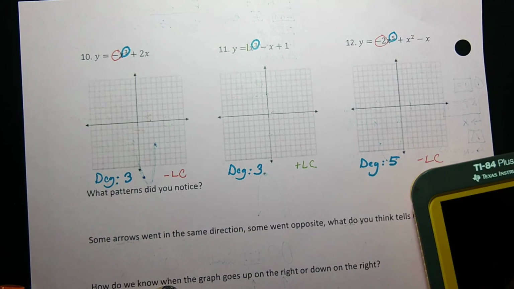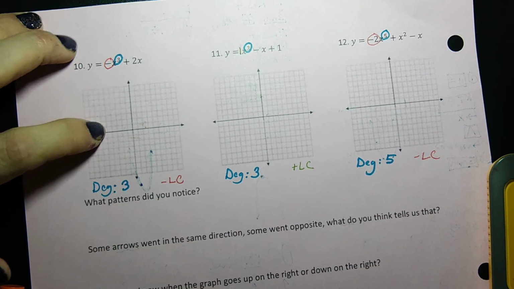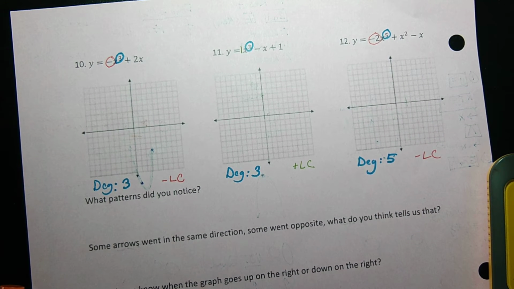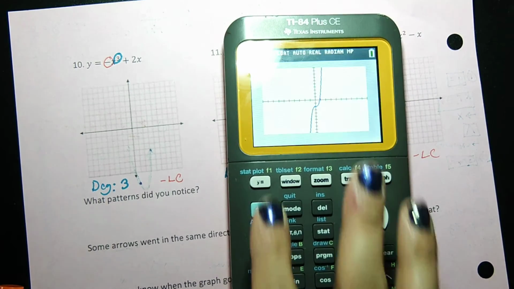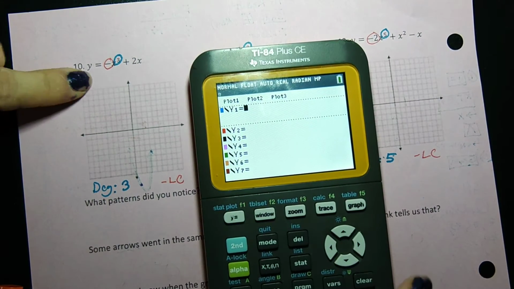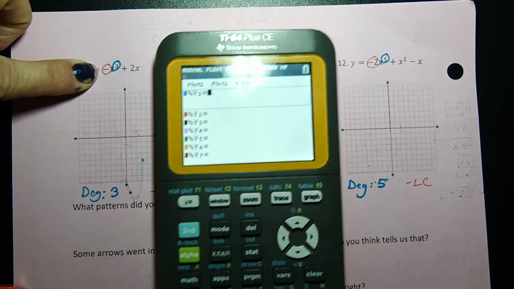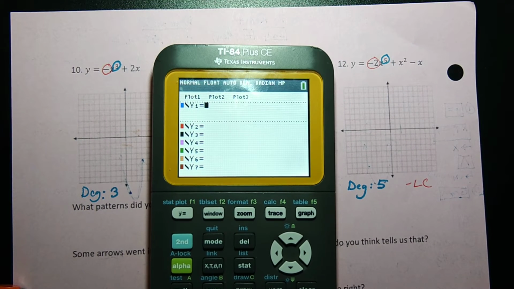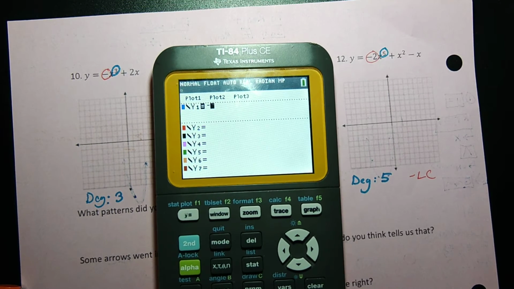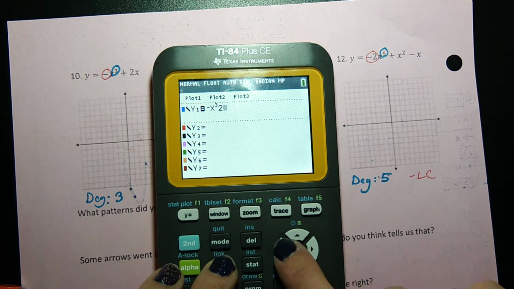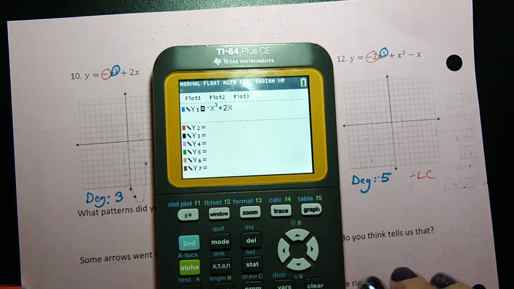Alright folks, so moving on to the back page, we've got some more degree 3 functions. So folks, going to our y equals, are we going to use a big minus sign or a little negative for this one? Negative. A little negative. So little negative x, caret button 3, arrow over to escape the exponent, and then plus 2x.